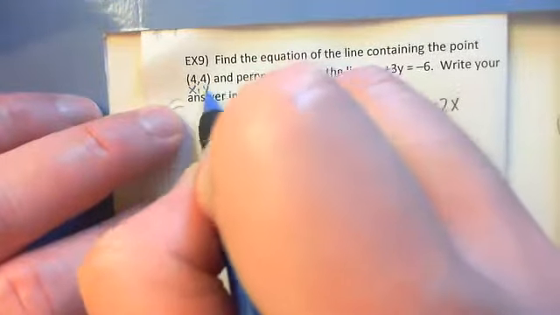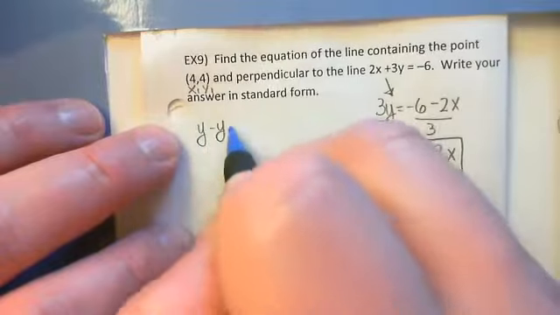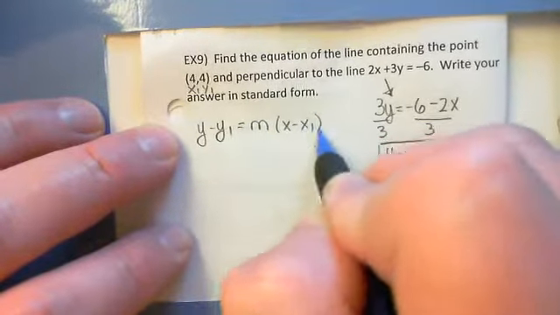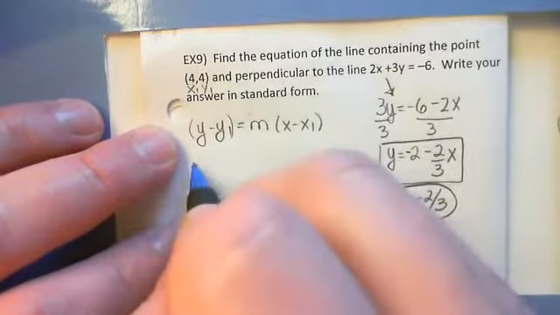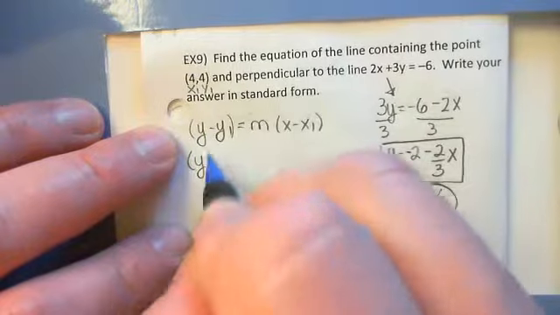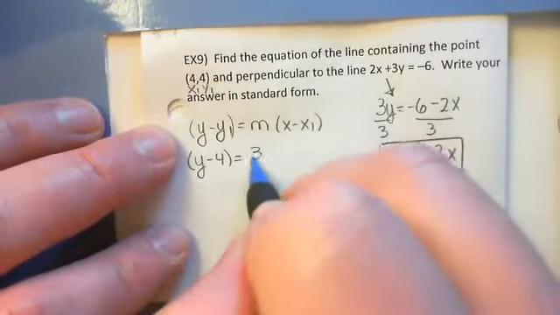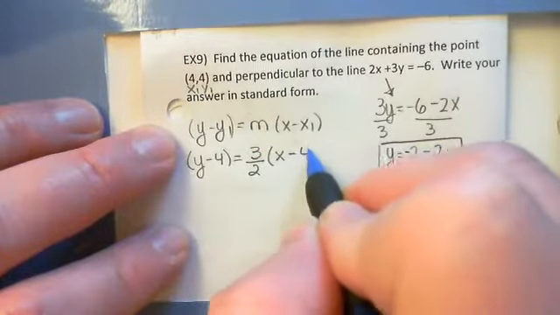I know that the point it crosses is x1, y1. So let's use that formula: y minus y1 equals m times x minus x1. Alright, so with that, we're going to plug it in. So y1 is 4. My slope is 3/2. And this would be x minus 4.